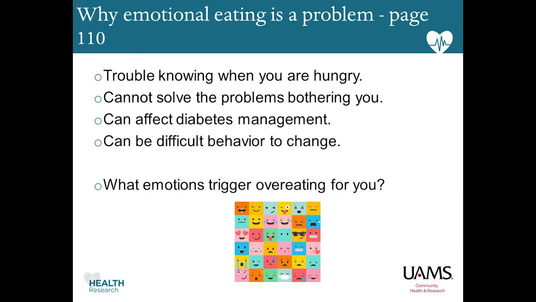You cannot solve problems that are bothering you. You just try to eat them away. It can affect your diabetes management, of course, from overeating. It can be a difficult behavior to change. Some emotions that might trigger overeating for you are being stressed out, being sad, possibly being happy, lonely, angry. All these things are triggers.